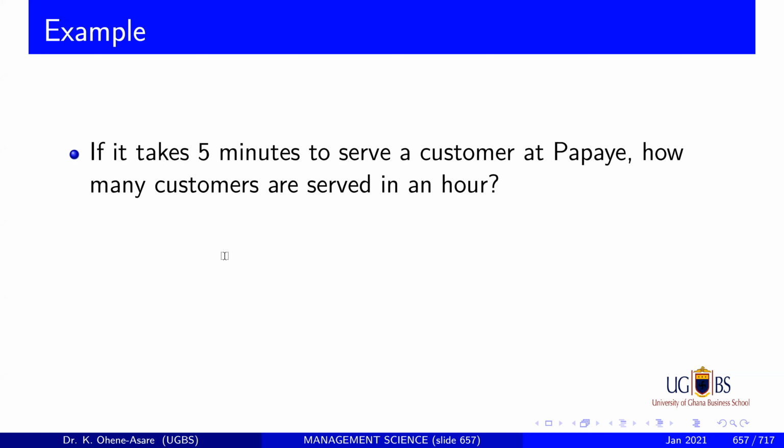Now remember, what are we computing? Are we computing the arrival rate or the service rate? Which one is this? It's a service rate. Very good, Eunice. So on the basis of that, we are finding mu. So if it takes 5 minutes to serve a customer at Papaya, how many customers are served in an hour? So you must have done your conversion first.